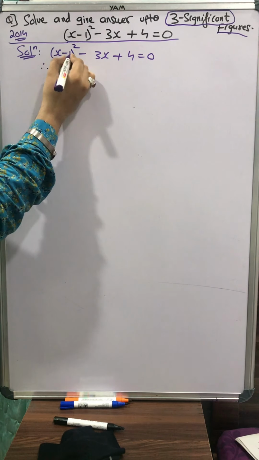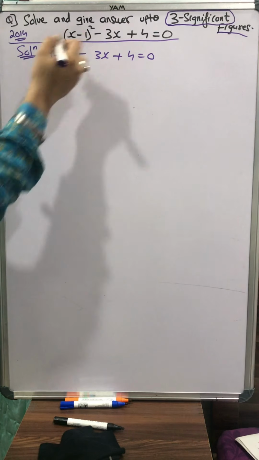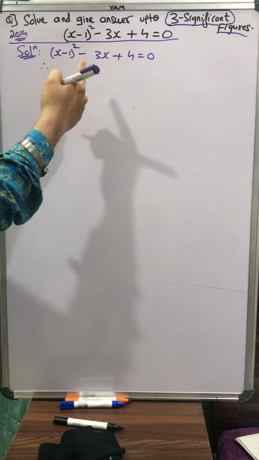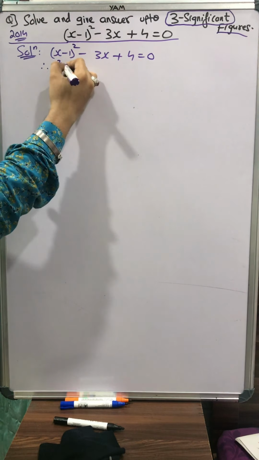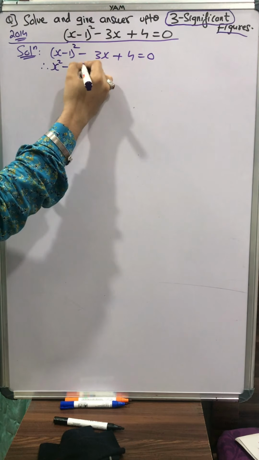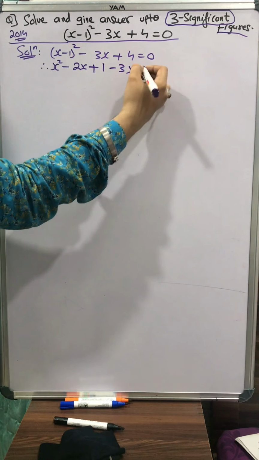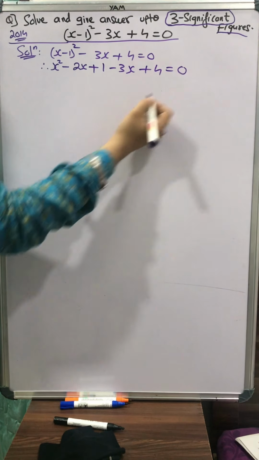Therefore, it's like (a minus b) the whole square, where a is x and b is 1. (a minus b) the whole square is a square minus 2ab plus b square. A square means x square, minus 2ab, 2 into x into 1, so it becomes 2x, plus b square, 1 square, which is 1, minus 3x plus 4 is equal to 0.